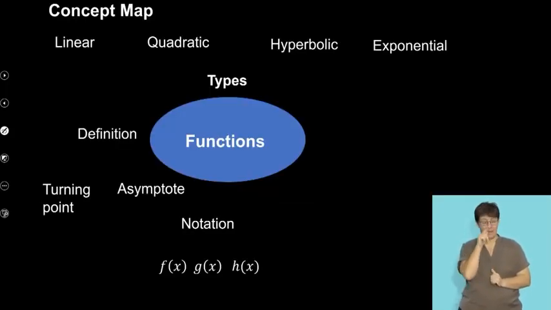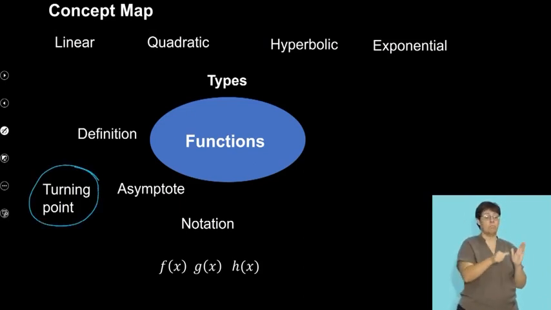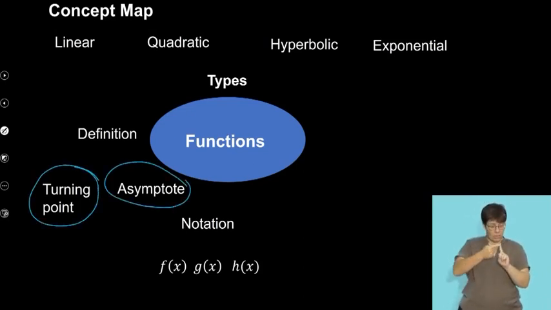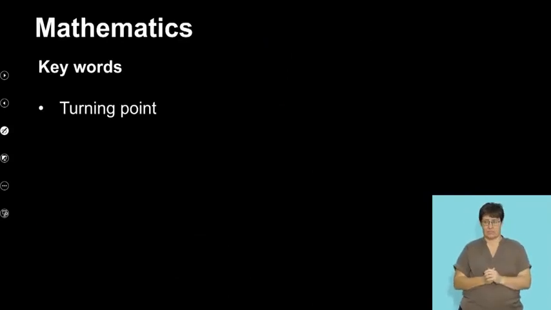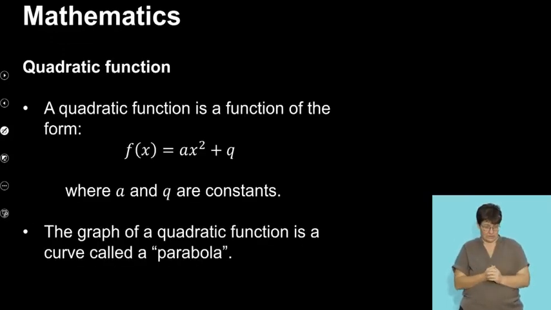Remember, the big idea here is functions, and there are different types of them, which is what we're actually going to look at, each type of function. The main thing for this lesson is what you call a turning point and an asymptote: what exactly do these things mean and how to go about understanding them. As I said, the key word here is the turning point.